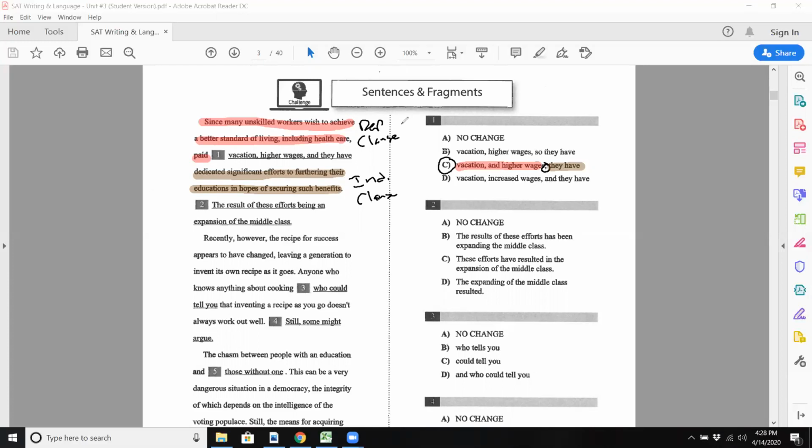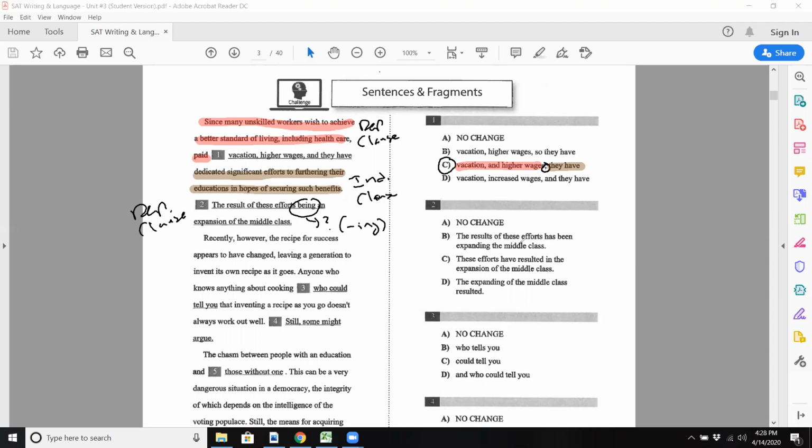Look at the next one. The results of these efforts being expansion of middle class. That's usually a problem, the word being. So this is totally a dependent clause here. That's not okay on its own. So we need to fix it somehow. Usually verbs in ing are not good. They cause that.